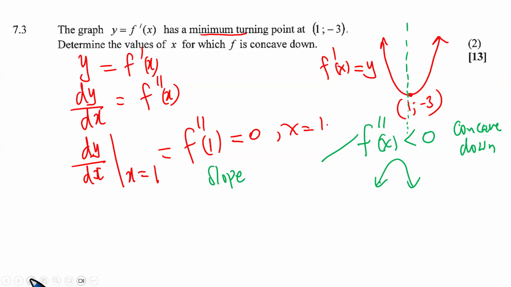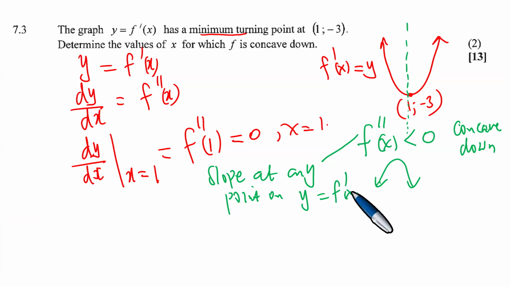It states the slope. So this one here is the slope at any point on y equals f prime of x. The slope at any point on that one. And this now is the slope over this function. The slope at any point on this function.